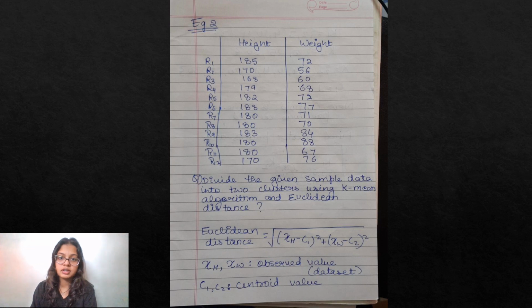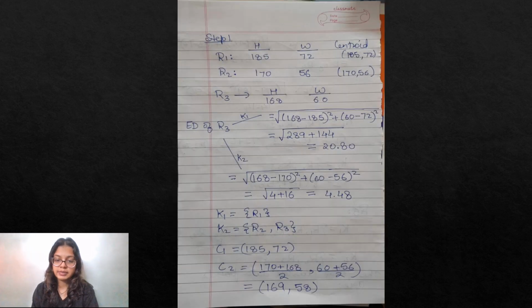So this is question number 2. Here we are given a table with height and weight as the columns. So the question is to divide the given sample data into two clusters using the k-means algorithm and Euclidean distance. The Euclidean distance is written down here, which is the root of (xh minus c1) whole square plus (xw minus c2) whole square. So xh and xw are the observed values which we got from the data set, and c1 and c2 are the centroid values.